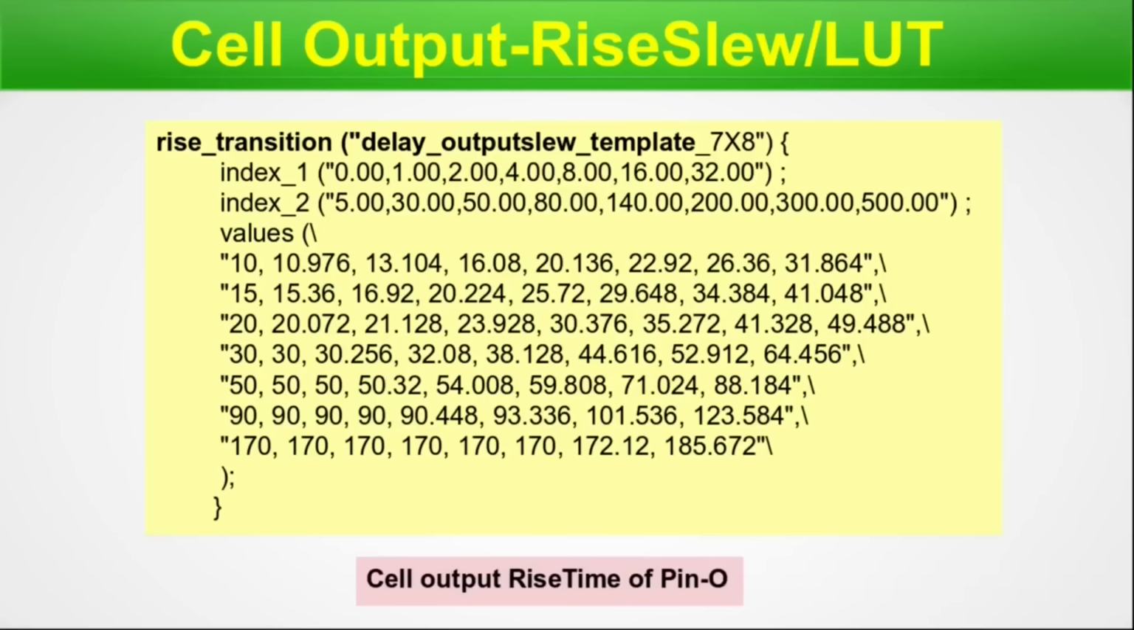Cell output rise time of pin O. We are done. I have not talked much because I have already explained in previous examples, so you can understand these names on your own. And I have also mentioned earlier that rise and fall data will be there because the slopes of the rise and fall transitions are not the same in actual transitions, and hence explicit data for rise and fall will be there. We're done with this slide.